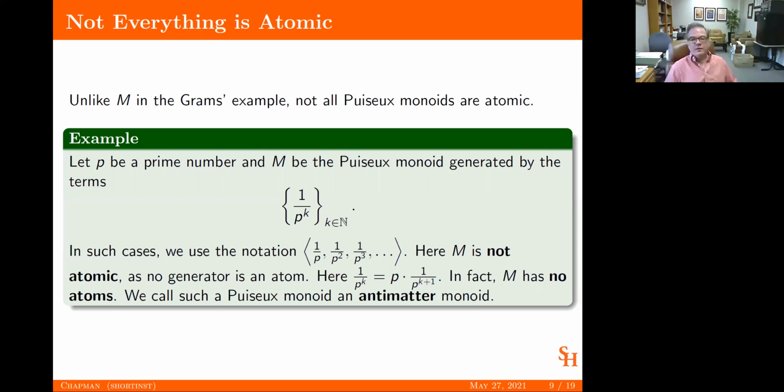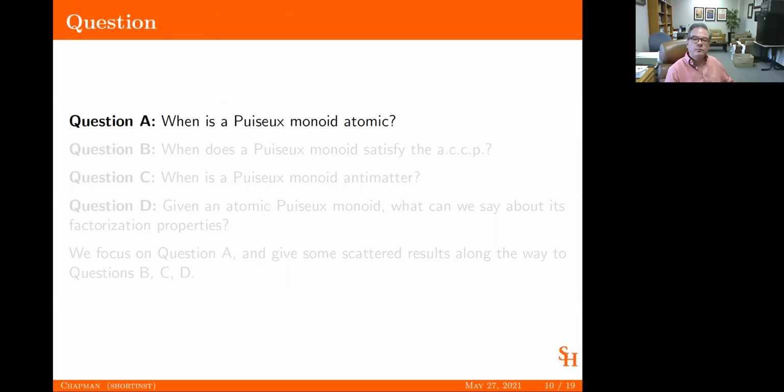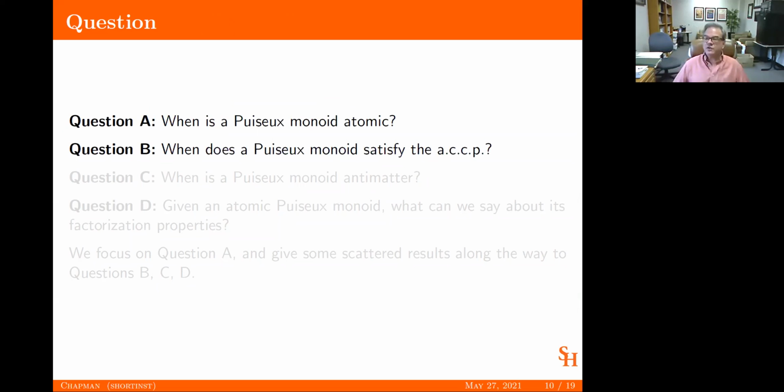So again, the question I'll ask is, when is a Puiseux monoid atomic? So that's going to be question A. Now there's a lot of other questions we could ask here, and I'm going to touch on a few of them the next few minutes. When does a Puiseux monoid satisfy the ascending chain condition on principal ideals? If it does, it is atomic. That direction of the converse claim actually works.